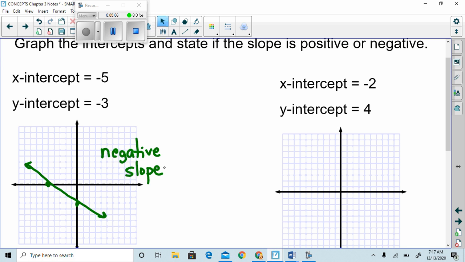A second one to practice with just given the intercepts, and again, this is the easier of the two. We're going to go over to -2, my x-intercept, up 1, 2, 3, 4 to my y-intercept, connect my points, and I have my line. This is rising or going uphill. It's a positive slope. So on our quiz we'll be asked to graph those intercepts and tell what type of slope it is.